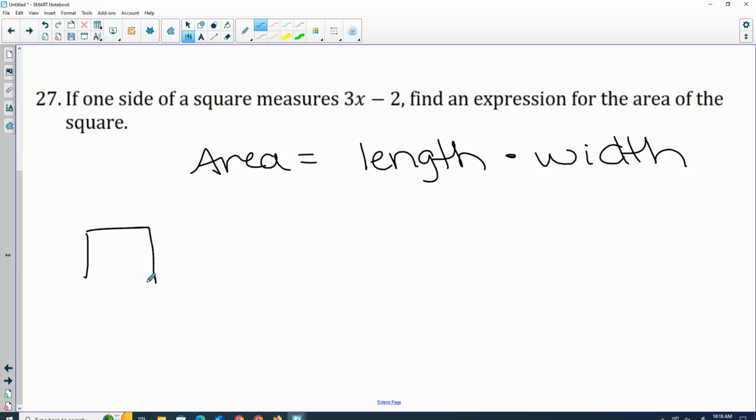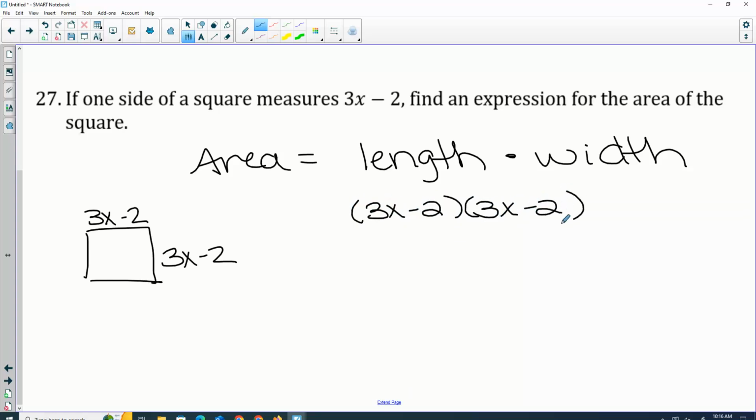In a square, the sides are the same. So my length is 3x minus 2. My width is 3x minus 2. Is everybody paying attention? So I have to multiply those. I have to take 3x minus 2 times 3x minus 2. How do we multiply those?